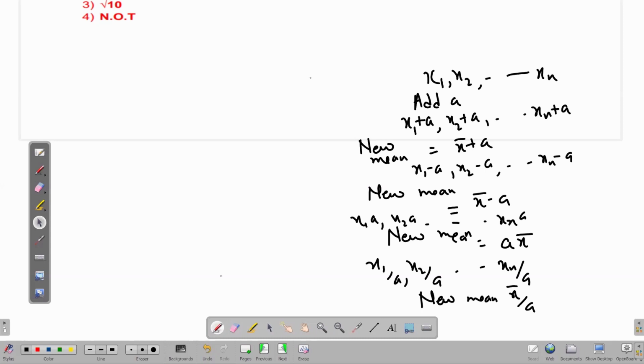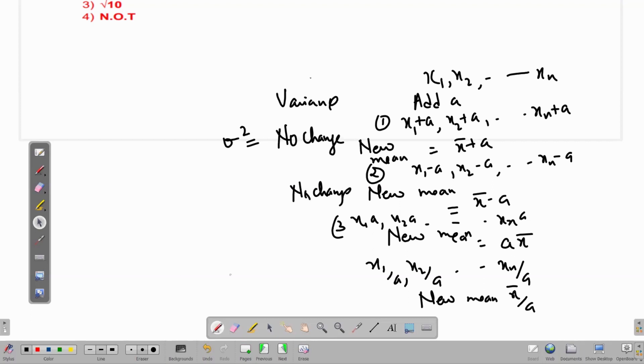But for variance, this is my first case. If I add a constant a throughout, there will be no change in variance. Variance will remain sigma square. Second case, if I subtract, again there will be no change in variance. This is my third case. If I multiply, that means in both the cases my variance will be sigma square.